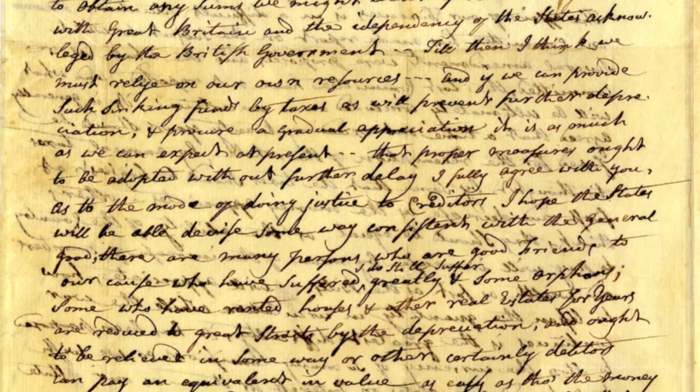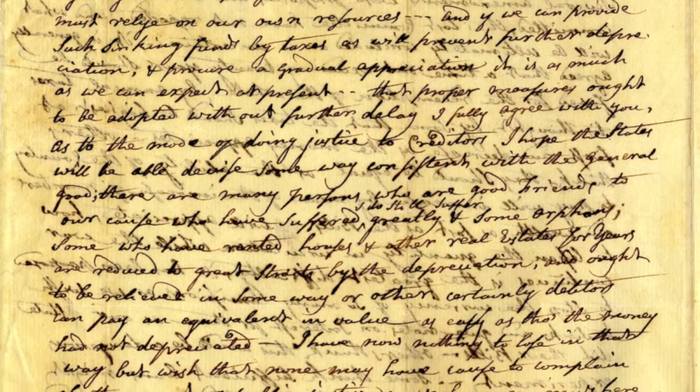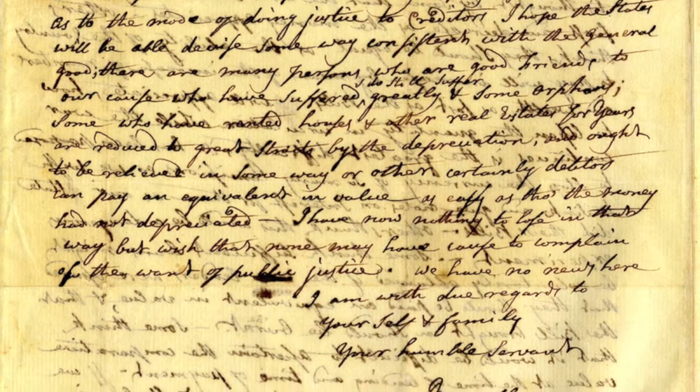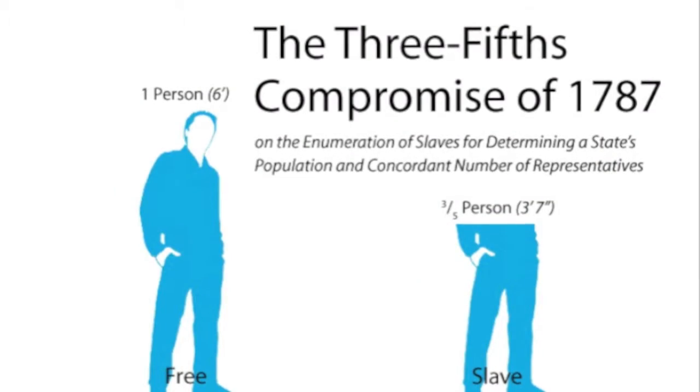It stated that there were to be two legislative houses, one based on population and one based on equal representation, in order to appease both large and small states. Another conflict was about slavery.